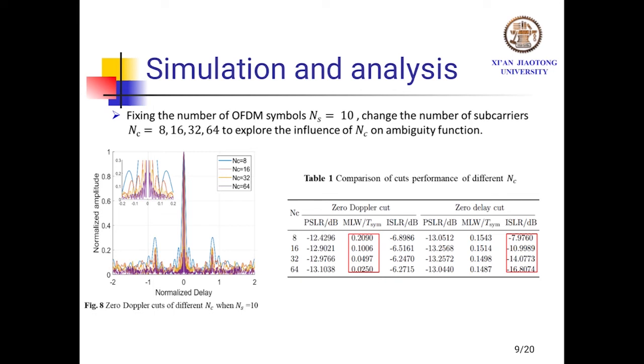Meanwhile, because of the decrement of ISLR, the sidelobe characteristics of the zero delay cut is improved to some extent, which corresponds with the velocity ambiguity function.